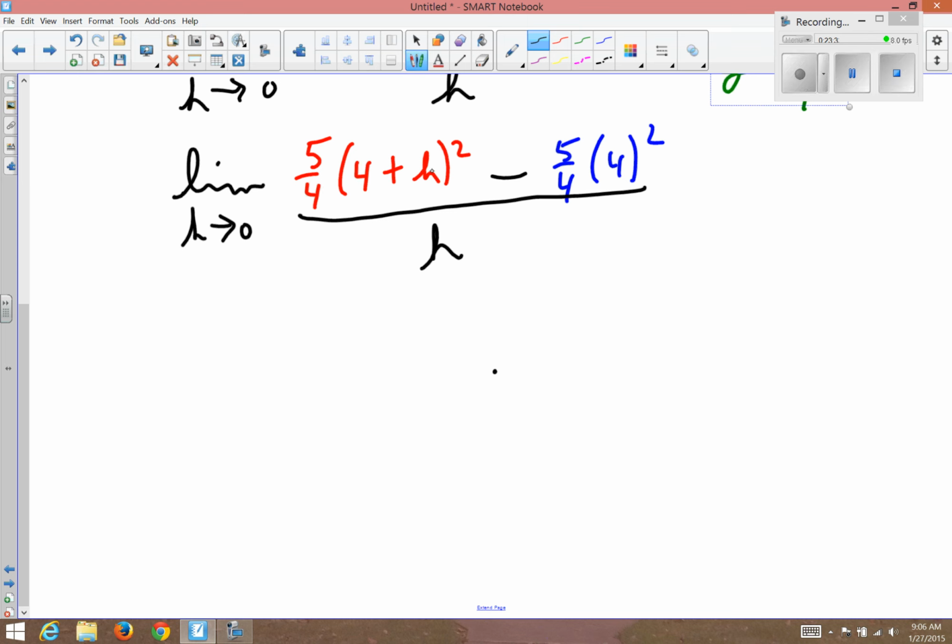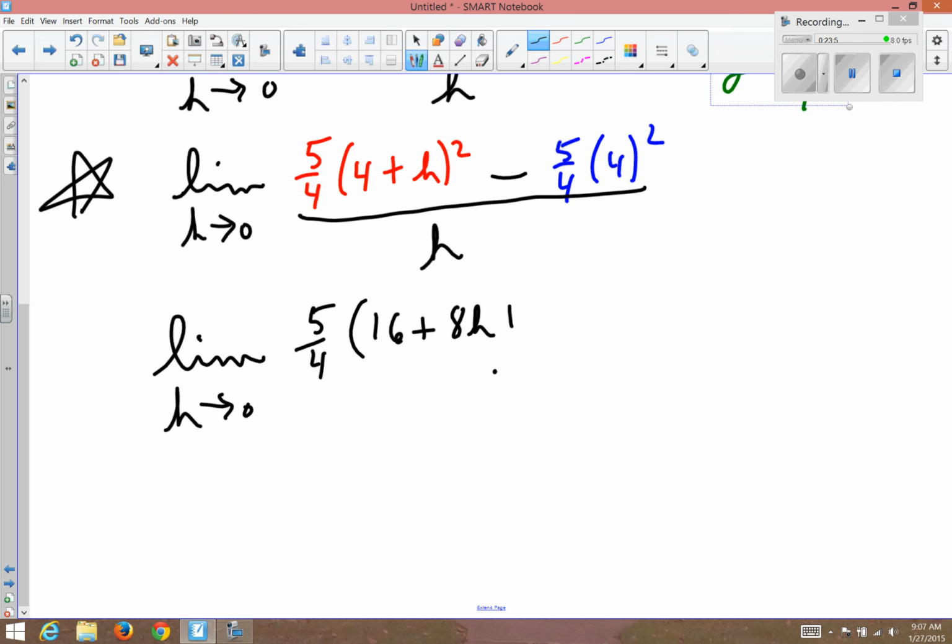By the way, this red and blue step is the most important. Make sure you understand where that's coming from. Think about it for a while. The rest is easy algebra. Ready? 4 plus h squared means 4 plus h times 4 plus h, which is 16 plus 8h plus h squared. 4 plus h times itself. This blue, 5/4 times 4 squared is 20. 16 times 5/4 is 20. All over h.